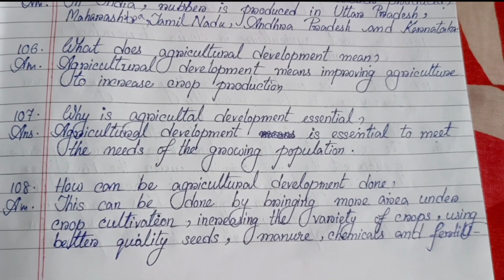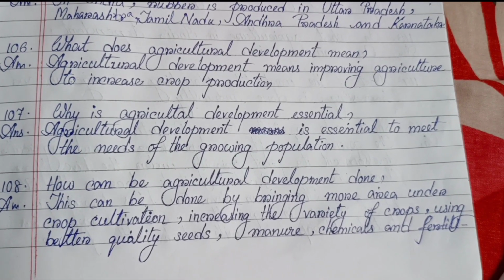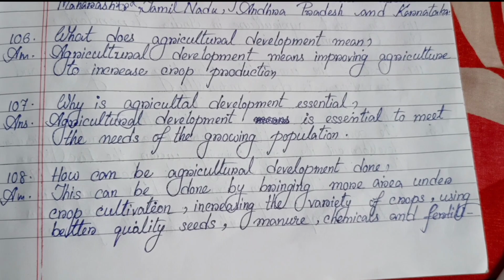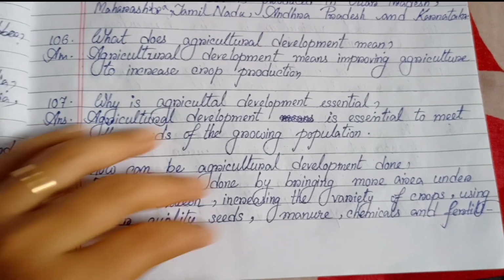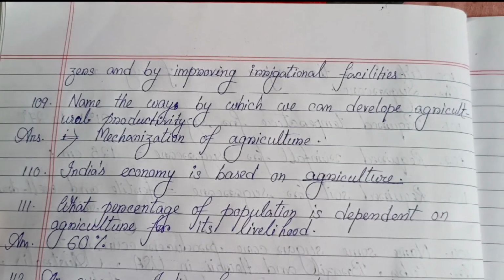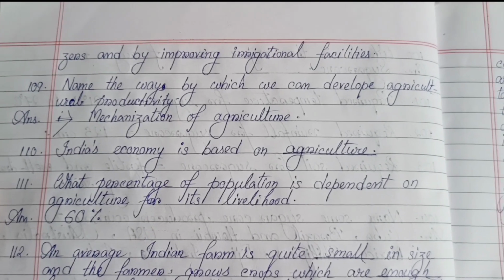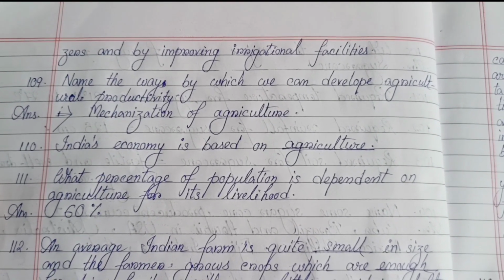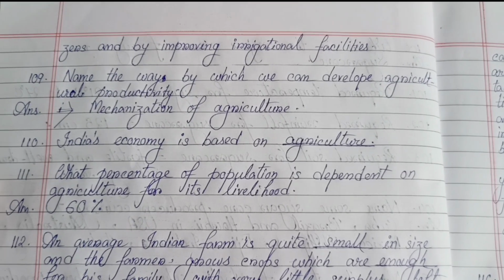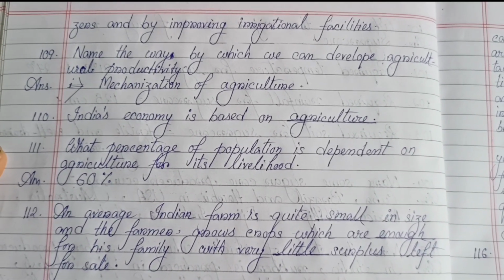This can be done by bringing more area under crop cultivation, increasing the variety of crops, using better quality seeds, manure, chemicals and fertilizers, and by improving irrigational facilities. Name the way by which we can develop agricultural productivity. Mechanization of agriculture.